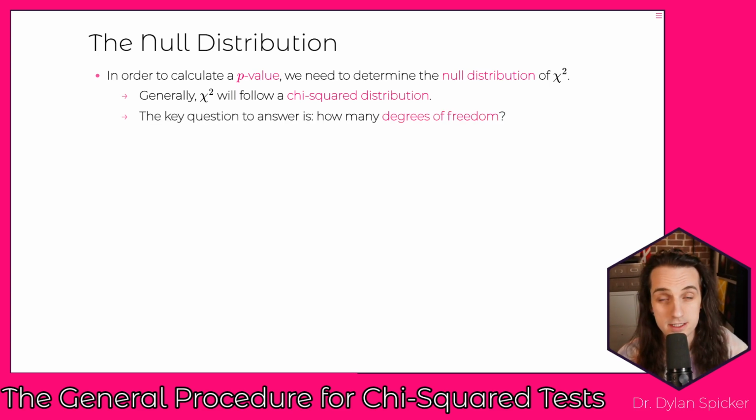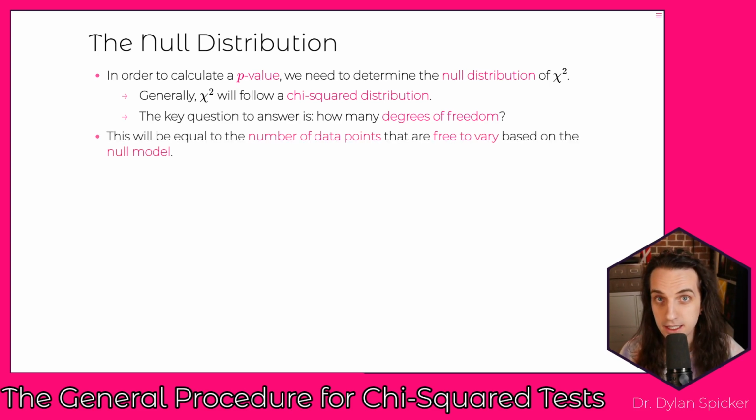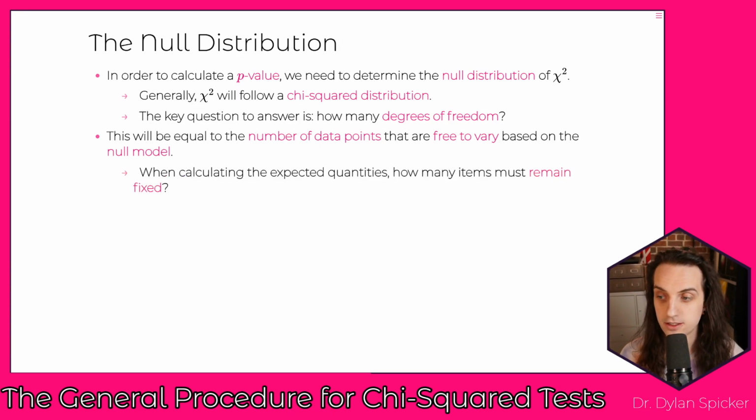Chi-squared distributions are characterized by the number of degrees of freedom that they have, and so in order for us to work out specifically what null distribution we are working with, we need to know how many degrees of freedom there are for this chi-squared distribution. The general rule is that it's going to be equal to the number of data points that are free to vary based on the null model that we're making. Right, so the degrees of freedom relate to how we actually had to calculate those expected values. When we were calculating the expected values, how many values were actually constrained within our data? So when calculating our expected quantities, how many items must remain fixed here?